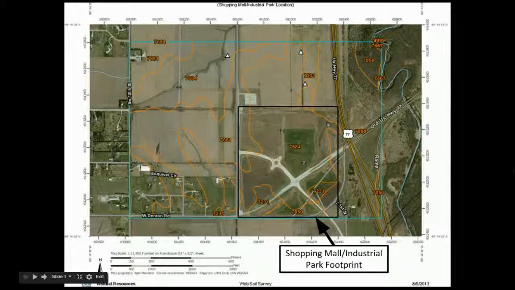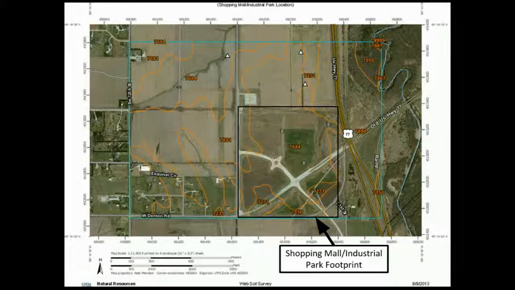I'm here to talk to you about a potential shopping mall or industrial park near the intersection of Highway 77 and Warlick Road. Before I can make a recommendation on whether or not this area is suitable for building, there are a few things you need to understand.